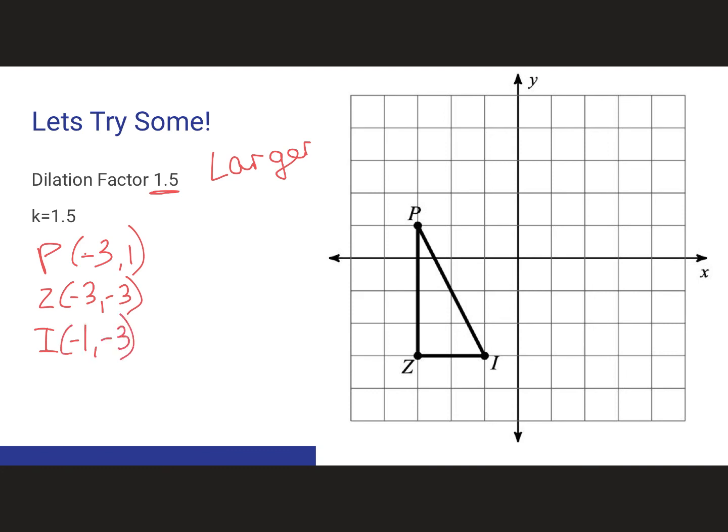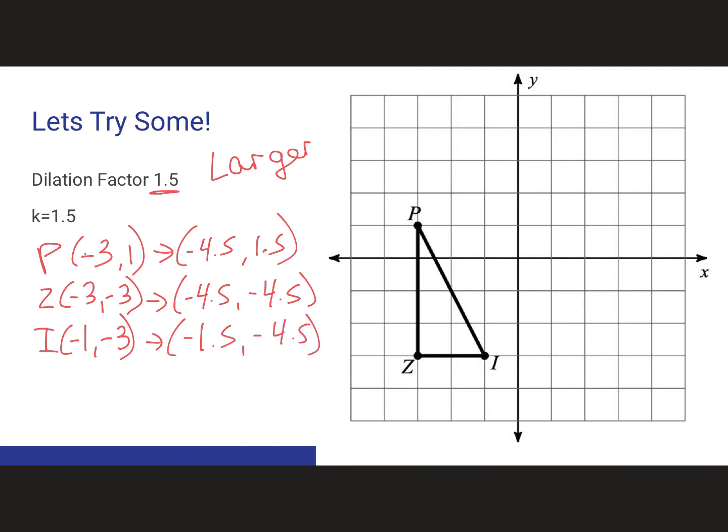You can use your calculator if you want to multiply your points. So these points turn into, I've got -4.5, 1.5. I have -4.5, -4.5. And then I have -1.5, -4.5. So again, I just plot those points.